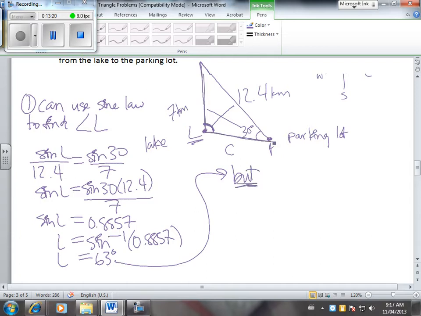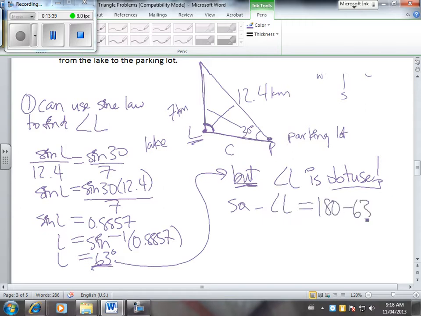It's greater than 90 degrees, so angle L is obtuse, but we got 63 degrees, which is not obtuse. So angle L equals 180 minus 63, because we need to find the supplementary angle. So now I'll take out these little lines here. We know that this is 117 degrees.